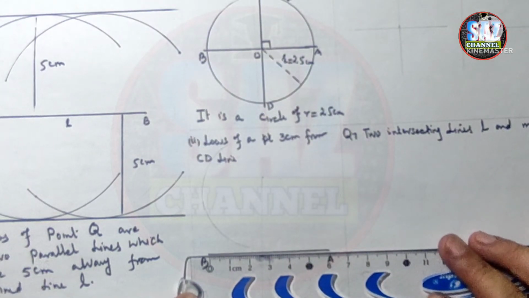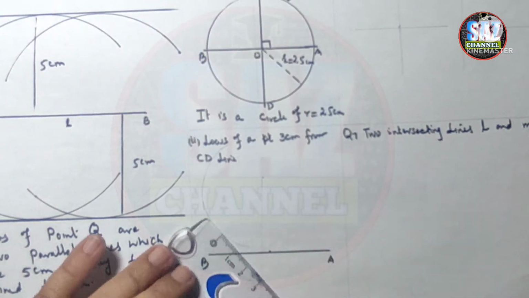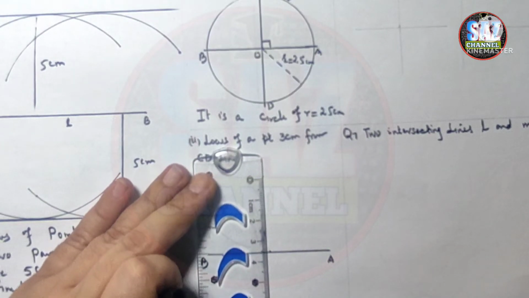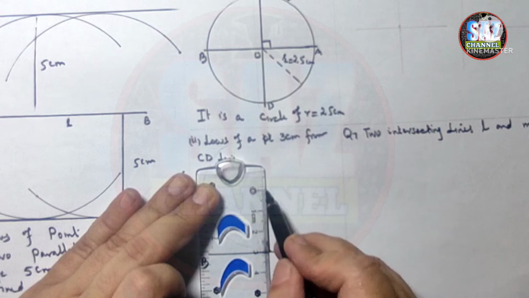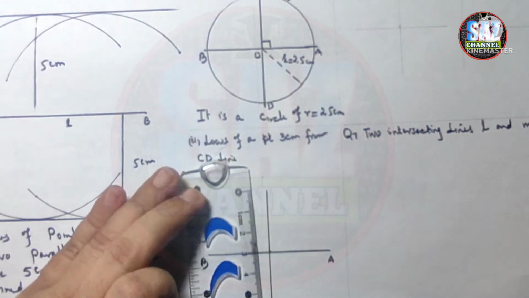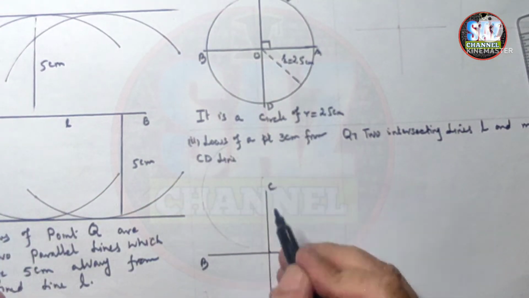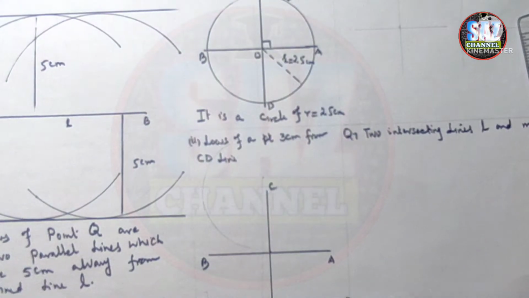Now I have to construct the CD line carefully. This is 3 centimeters, 3 centimeters. Okay, CD. There is no hard and fast rule for drawing the line. You can draw the line of a suitable measurement. And what locus do we have to draw? The locus which is 3 centimeters from CD. So, what locus is that?